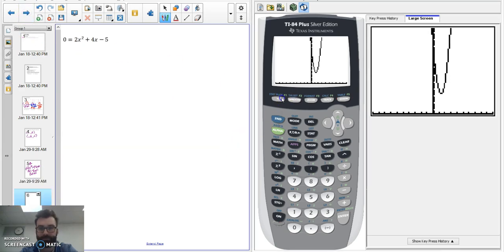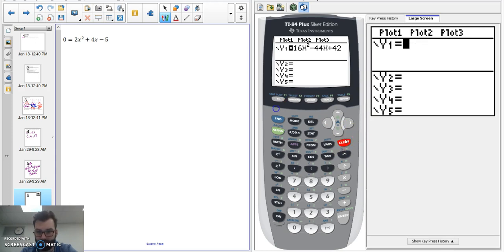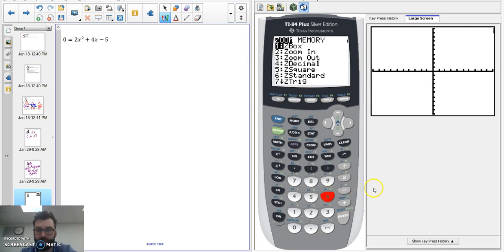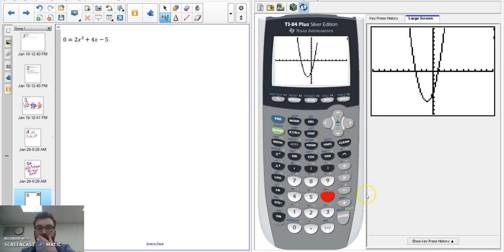Here we go. Because let's save some time. Last one, 2x squared plus 4x minus 5. So this one might get away with zoom standard. We'll see. Oh, buckets. Look at that. All right. Let's see. Here we go.